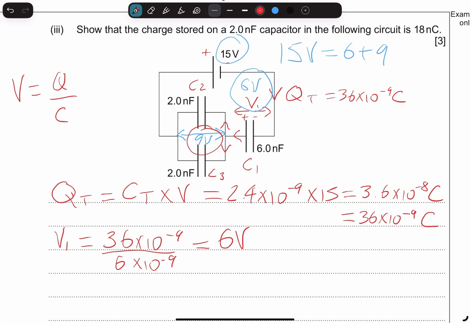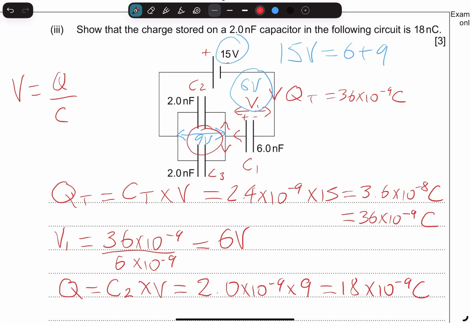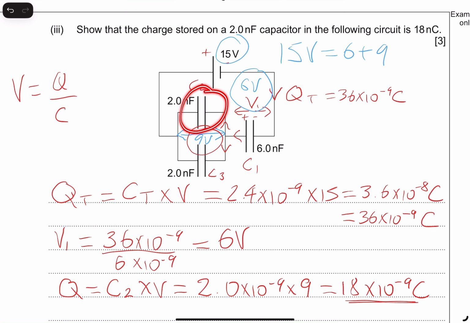So now that we know that this is 9 volts across the capacitors in parallel, we can then work out the charge on each capacitor, because Q is equal to the capacitance of the capacitor multiplied by the voltage. So the capacitance of the capacitor is 2.0 times 10 to the minus 9 multiplied by 9. That's going to give us 18 times 10 to the minus 9 coulombs. So that is the charge on this capacitor here, and it's also the charge on this capacitor here. It's the same on both.